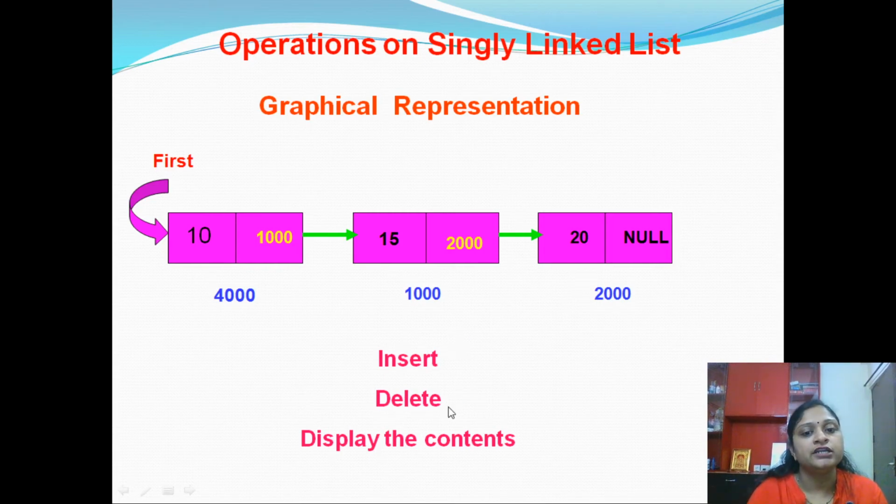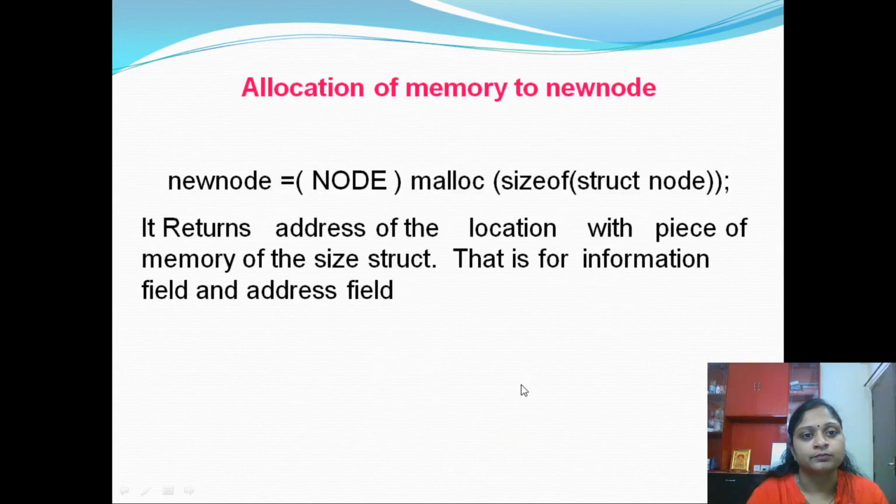Deletion: again, for deletion there are three conditions. You can delete the node from the first position, last position or in between. We'll consider all three conditions. But before that we'll see how to allocate memory for the node. So we have defined a node using a structure. But how do we allocate memory? For memory allocation, we need to use the malloc and calloc functions.